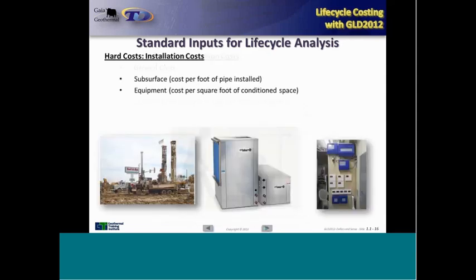Now, the standard installation costs for geothermal would be subsurface costs, and typically we measure this in cost per foot of installed pipe, like vertical foot, 12 bucks a foot, 15 bucks per foot, et cetera. We have our equipment costs. This is typically used in the cost per square foot of conditioned space. So maybe you have a 50,000 square foot building, and I think the geothermal equipment will be $12 per square foot, for example. And then we have our controls cost per square foot of conditioned space.